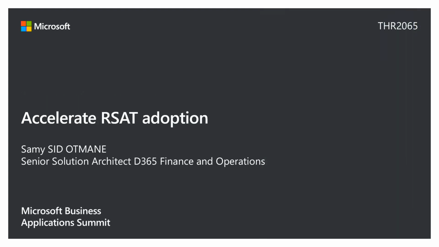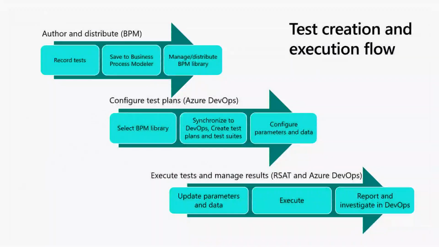Today's topic is to share with you some tips and tricks to help you accelerate the RSAT adoption. RSAT stands for Regression Suite Automation Tool, which is the tool we are going to use in F&O to help you automate your end-to-end business cycle testing.